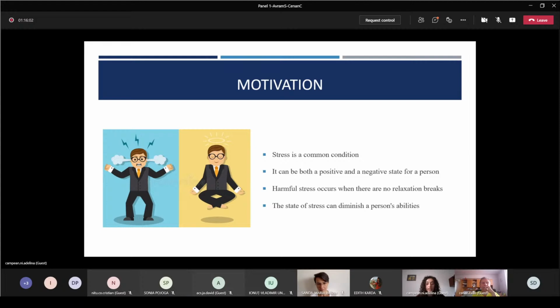When stress is constantly present, the abilities of the person in question are considerably diminished, because his energy is concentrated on involuntarily feeding the stress to the detriment of performing the necessary activities.